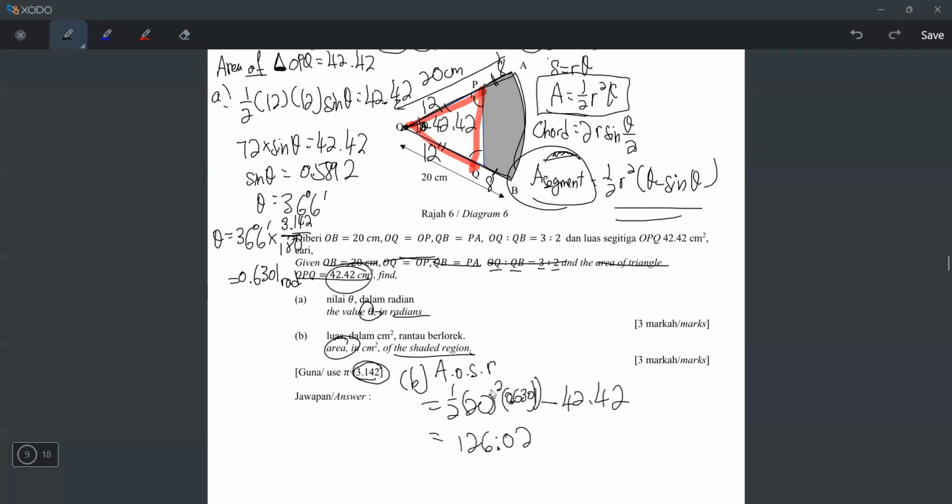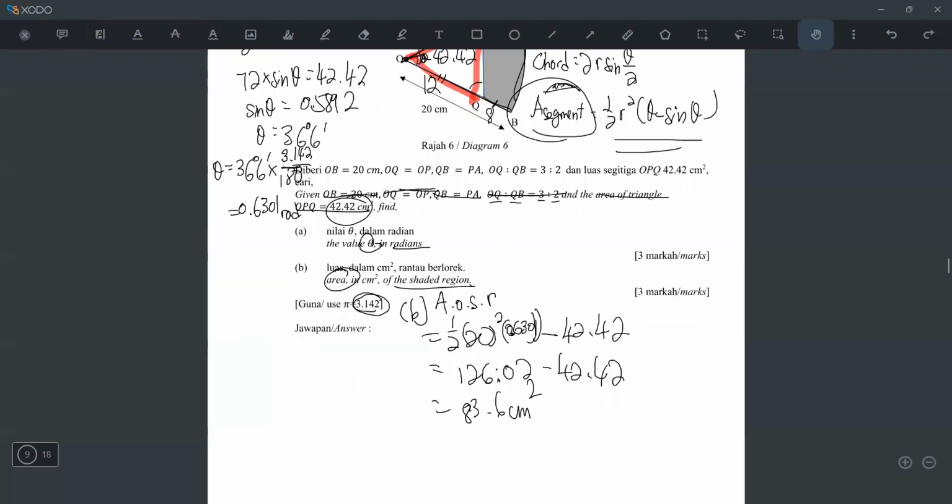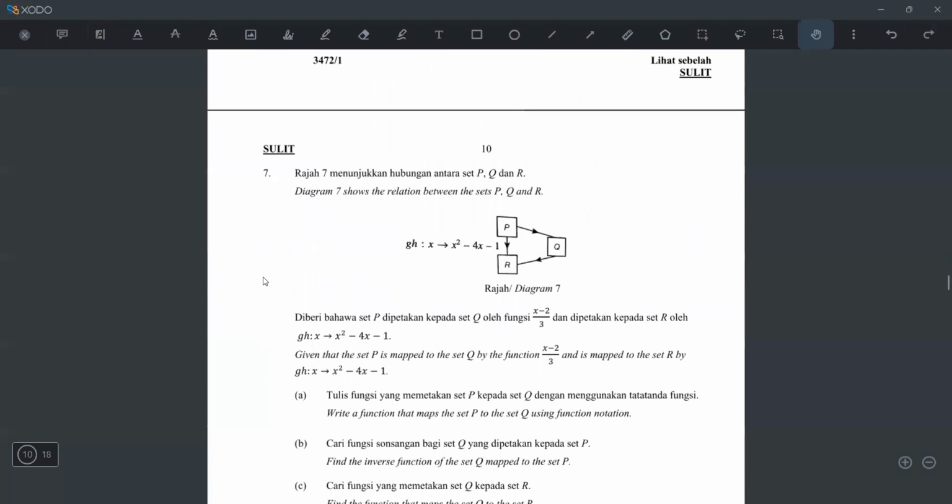But this is just the area of the big sector. I still have to minus 42.42. Let's press. I got 83.6. But don't forget to write the unit. So that's the answer. Let me just check quickly with the answer scheme. Question 6. Okay, yeah, correct. So that's all. Let's continue.